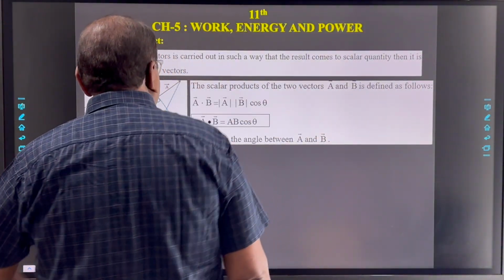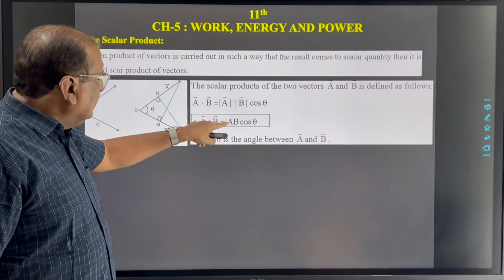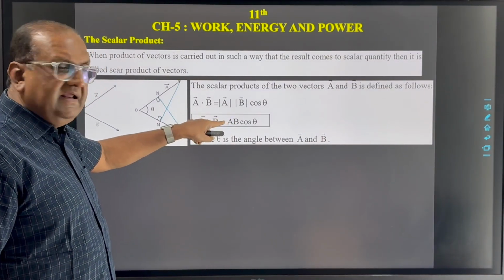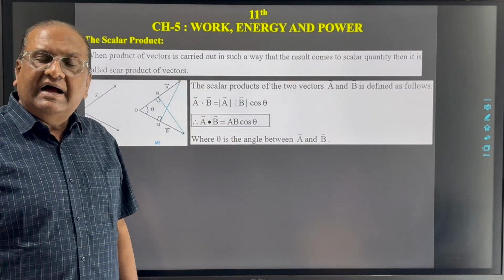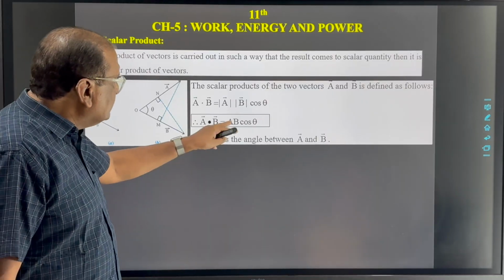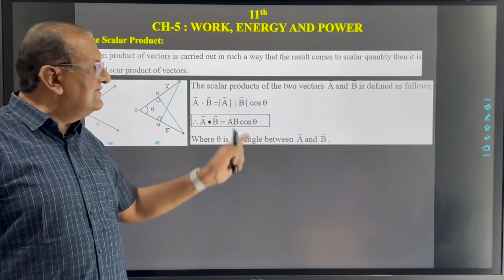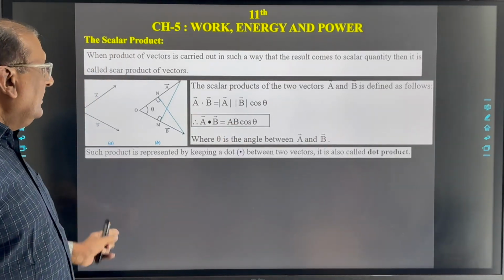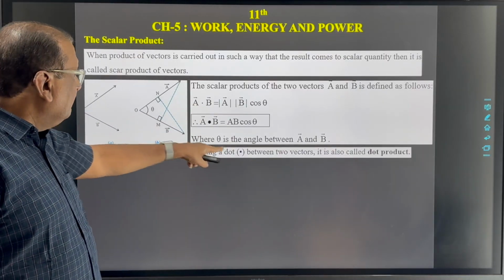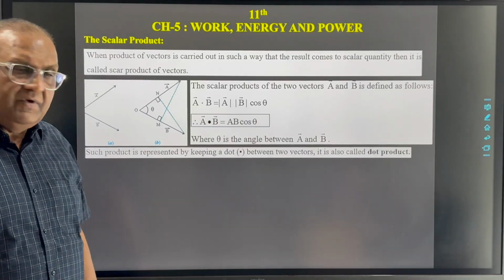Now here we can see this thing. On the right hand side, A is the magnitude of vector A, B is the magnitude of vector B, and cos theta. All are scalar quantities. So the result of this will be a scalar quantity. So we can say this is the scalar product of two vectors. Here we represent it by the symbol of a dot, as we discussed, so it is known as the dot product also.